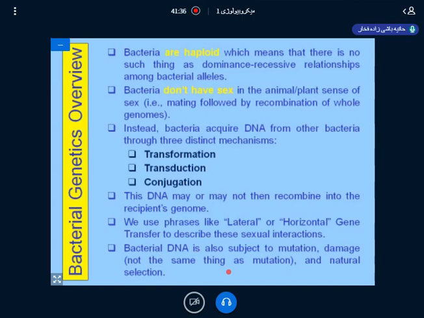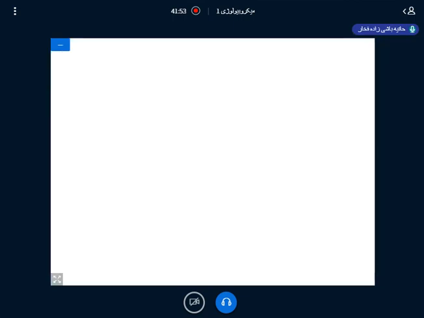Bacteria DNA means bacteria which have mutation. There will be damage, because mutation and natural selection select. Okay, let's go to the next slide.